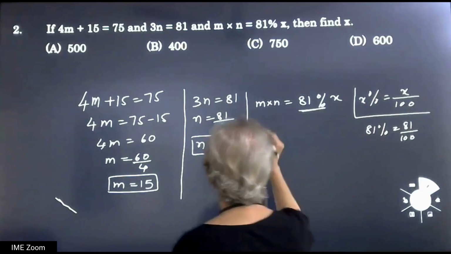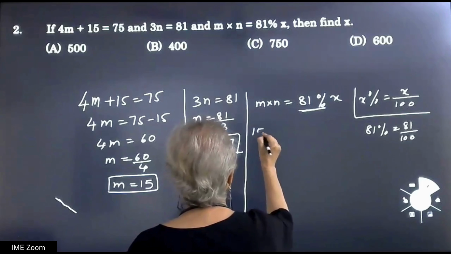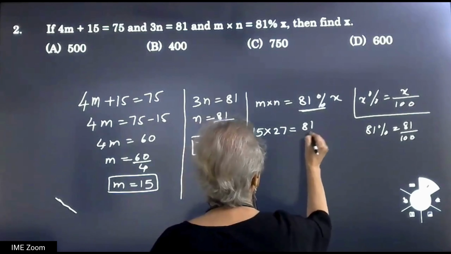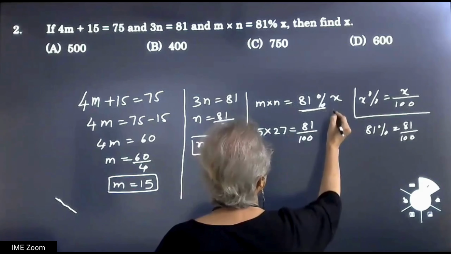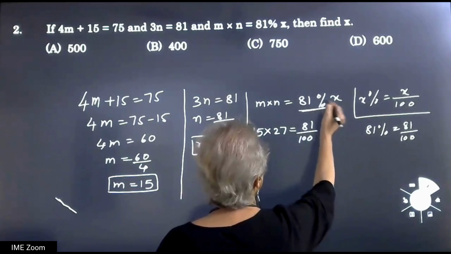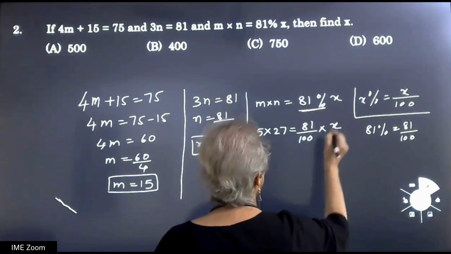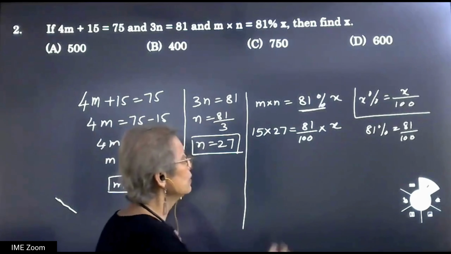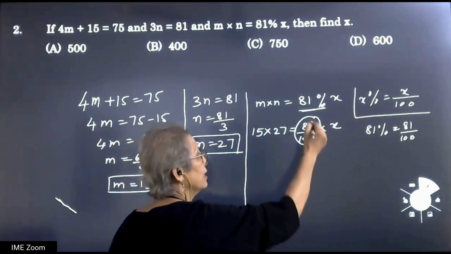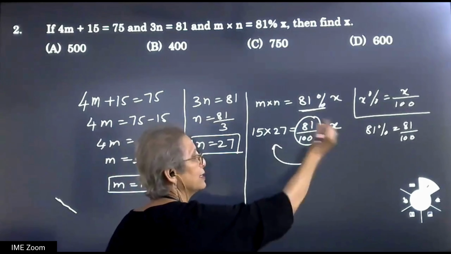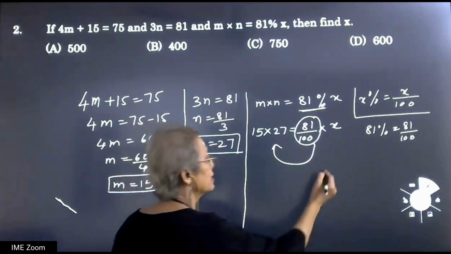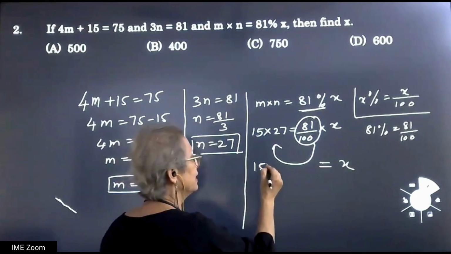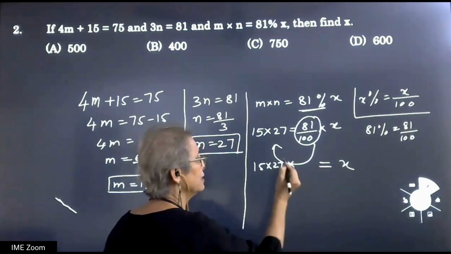So let us take here, what is m? M is 15 into n is 27, and this is equal to 81% of x. Here nothing is given between them, that means it is multiplication, and we have to find the value of x, right? So what to do? We have to take this whole number to the other side to find the value of x. So let us keep x on this side as it is, and here we will take 15 into 27 and this number.